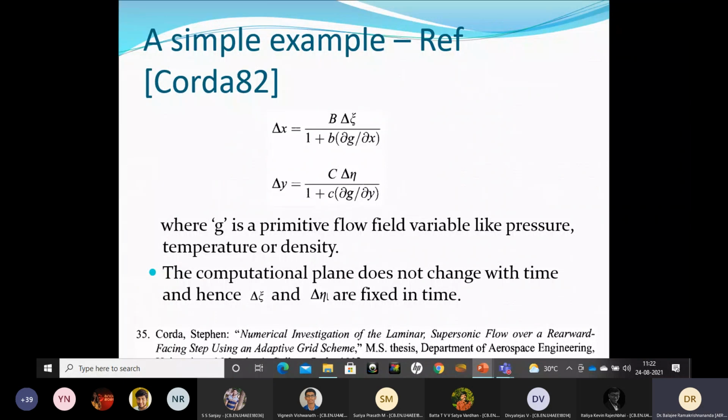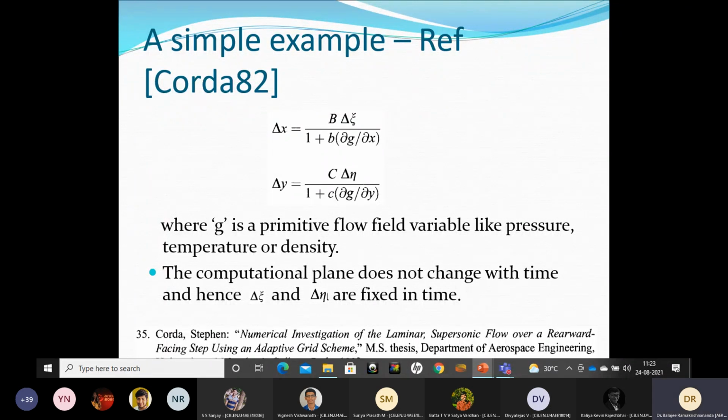You see there are delta X and delta Y on the left hand side. They are sensitive to dou g by dou x and dou g by dou y. Now dou g by dou x is actually the change in this field, like dou p by dou x and dou p by dou y, imagine. So some constant B into delta Z. Delta Z is usually 1. Delta eta is also 1, because the indices may move like 0, 1, 2. We don't say 0.51, 1.52. It's very rarely done that way, but it is done in some ways.